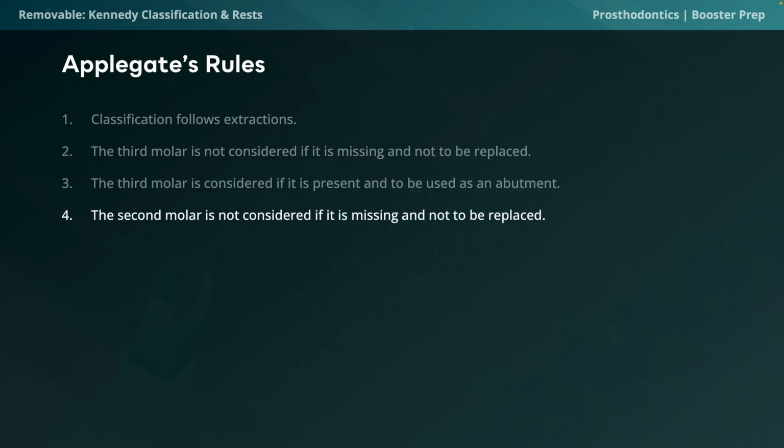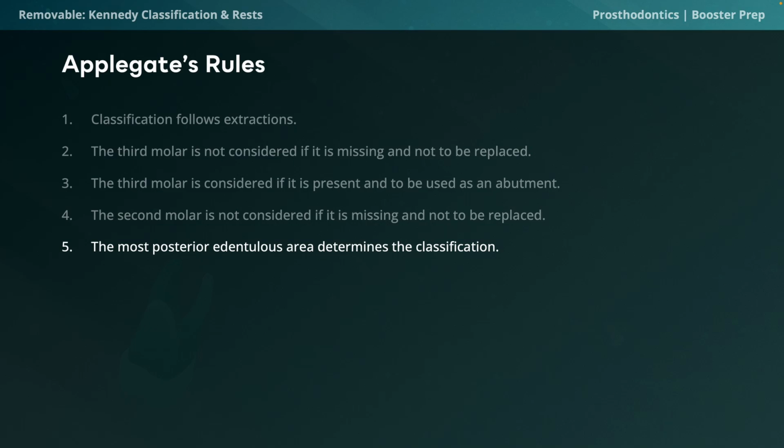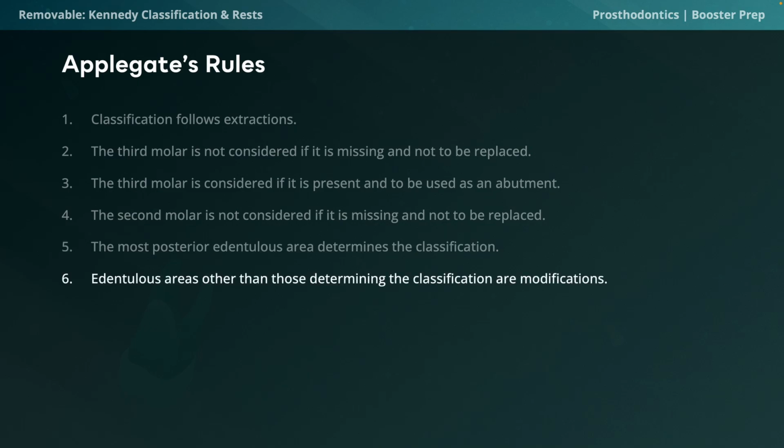Alright, rule number 4, the second molar is not considered in the classification if it is missing and not to be replaced. Same as rule number 2. Rule number 5, when there are multiple edentulous areas, the most posterior edentulous area determines the classification. Rule number 6, edentulous areas other than those determining the classification are considered modifications. So a modification is any additional edentulous space in the arch.